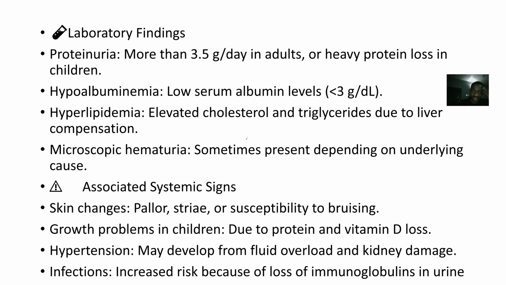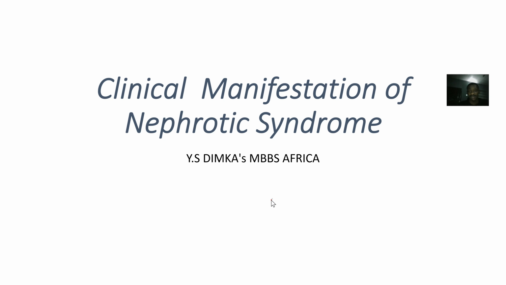Associated systemic signs include skin changes, pallor, striae, growth problems in children, and hypertension may develop from fluid overload. Infections, because you are losing so much immunoglobulins, your immune system is becoming weak, so you are prone to all sorts of infections. So these are the clinical manifestations.